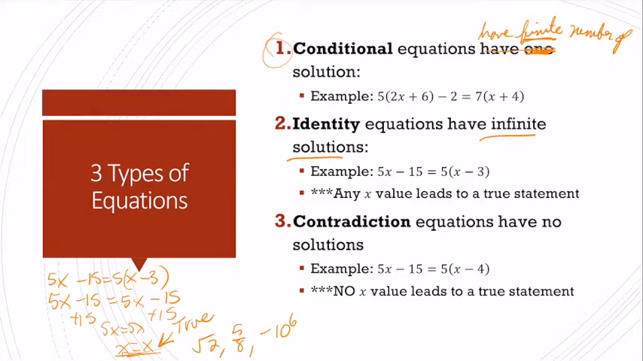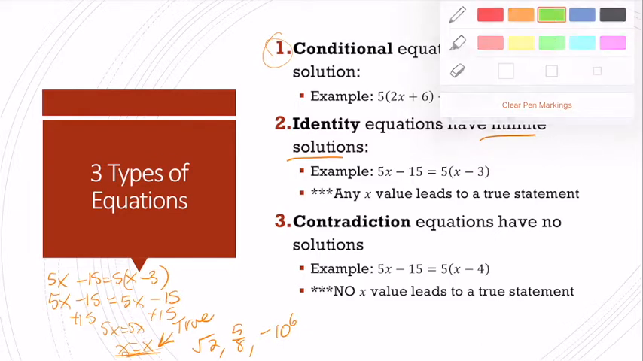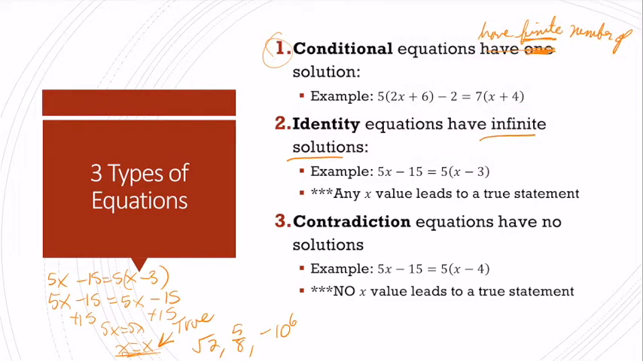The other special type of equation we're going to come across would be a contradiction. Contradictions have no solutions. Let's take a look at this example. x equals x plus 1. When could this ever be a true statement? Well, it couldn't. If I solve, I get 0 equals 1, which is not true.